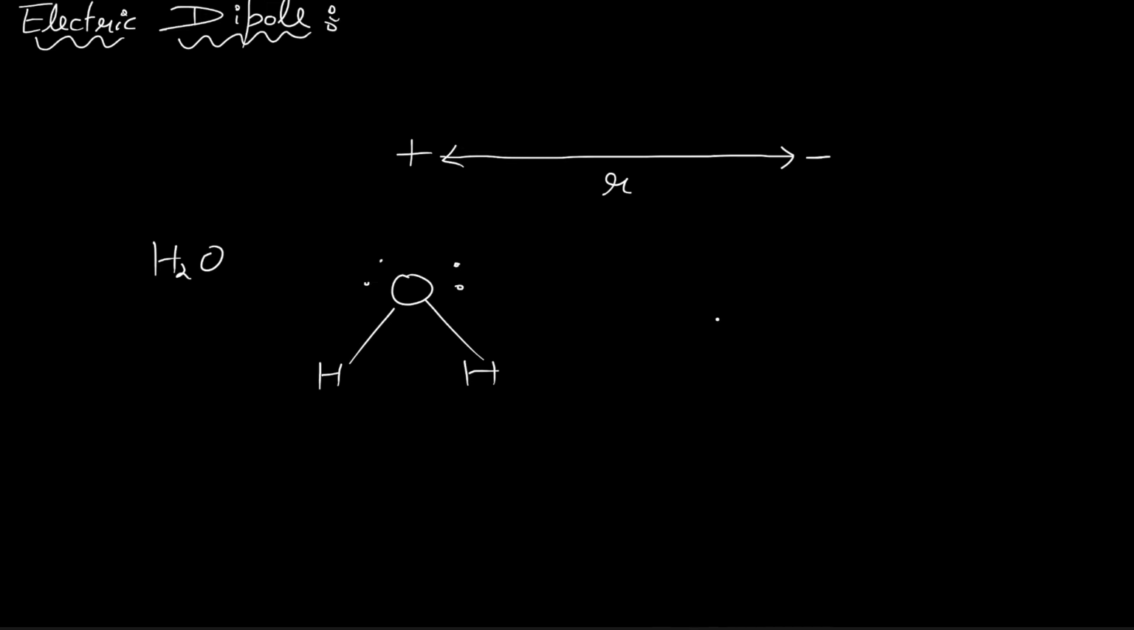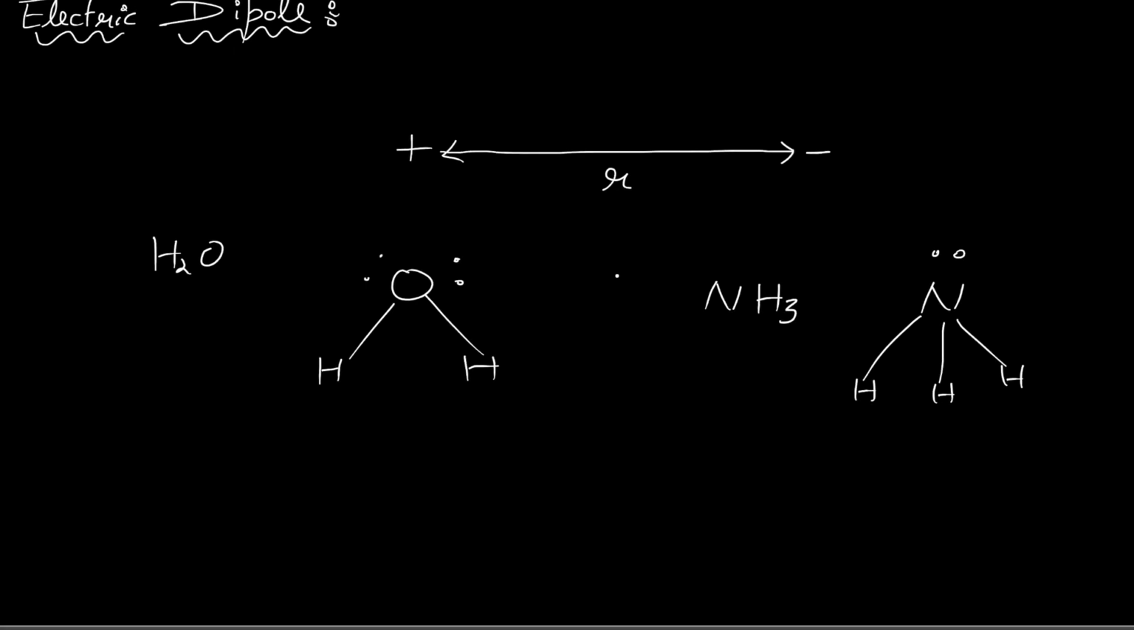And similarly you can draw the ammonia also, NH3. I think it looks like this also, a tetrahedron shape only. And this is also uneven in shape, and these are polar molecules, and all polar molecules have an electric dipole moment.